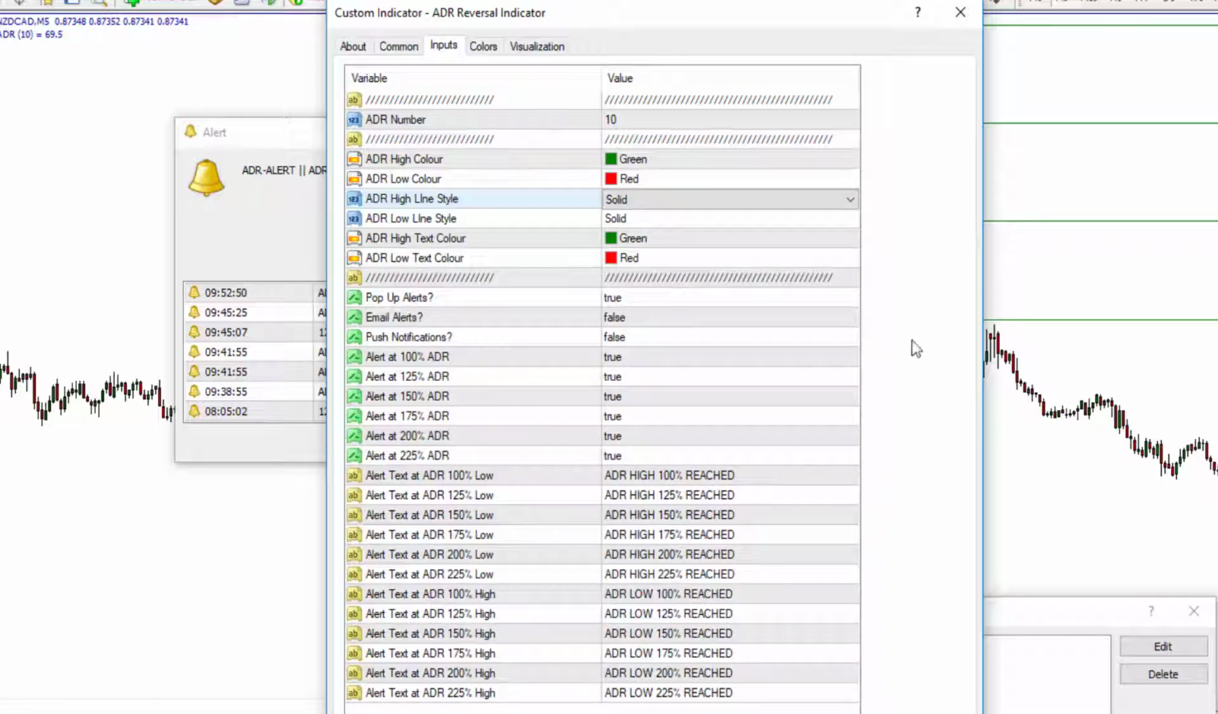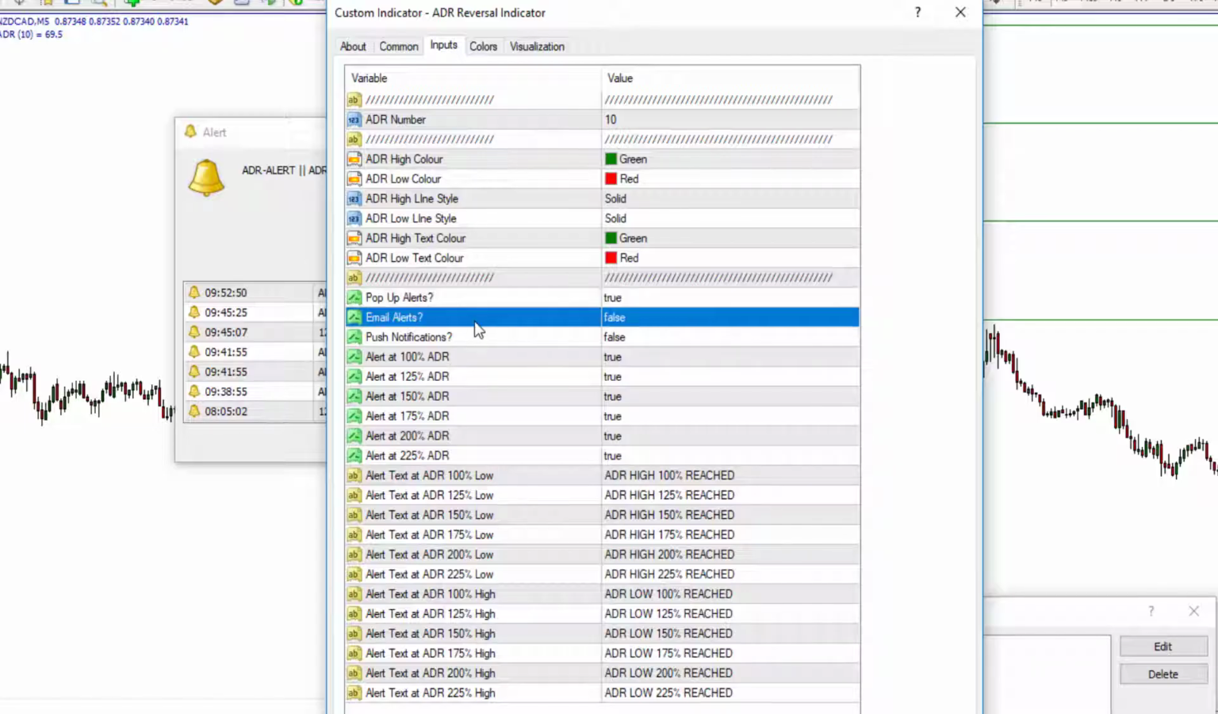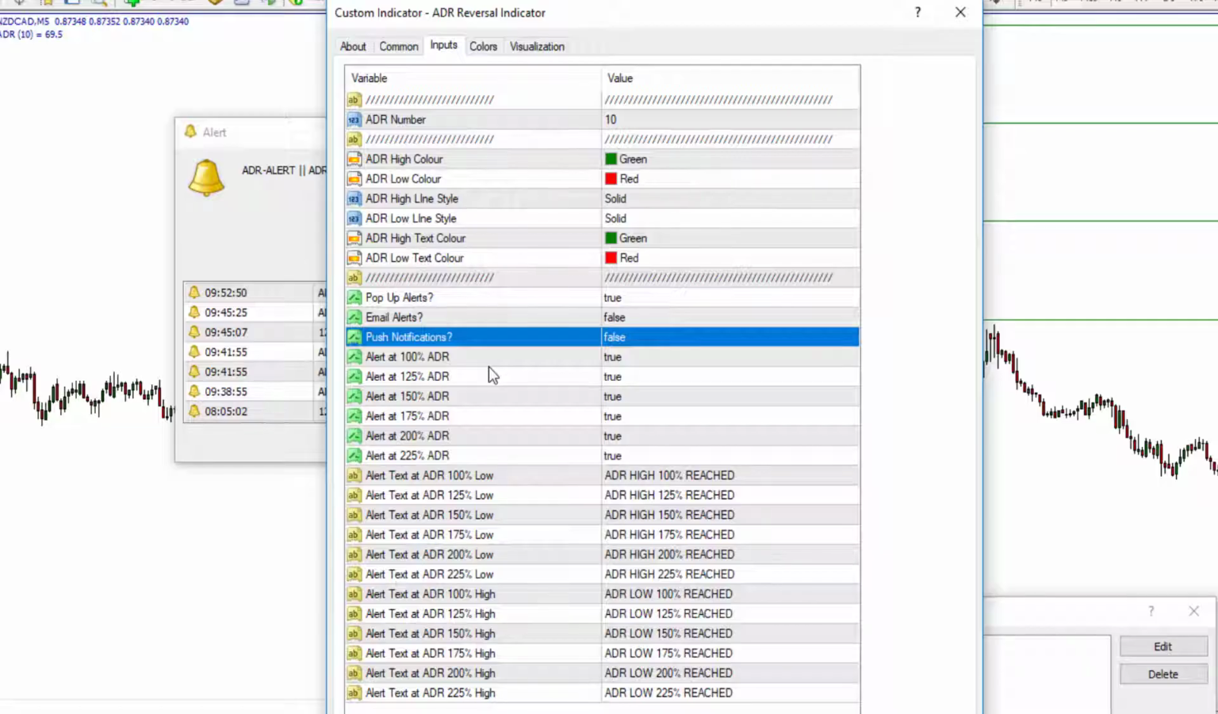There are 3 different types of alerts that it can send you. It's automatically defaulted to send you pop-up alerts, but it can also send you email and push notifications if you have those set up in your MT4.